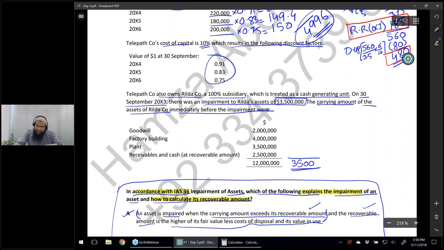So the receivables and cash are already at the recoverable amount, no loss in this. First, we are going to record the loss in the goodwill, and the new carrying amount after the impairment of goodwill is going to be zero, and receivables is going to be 2500, and total is going to be 12,000 minus 3500.